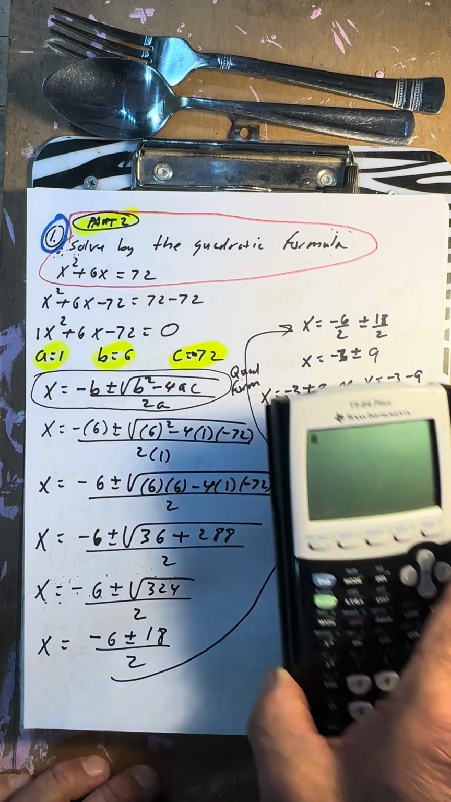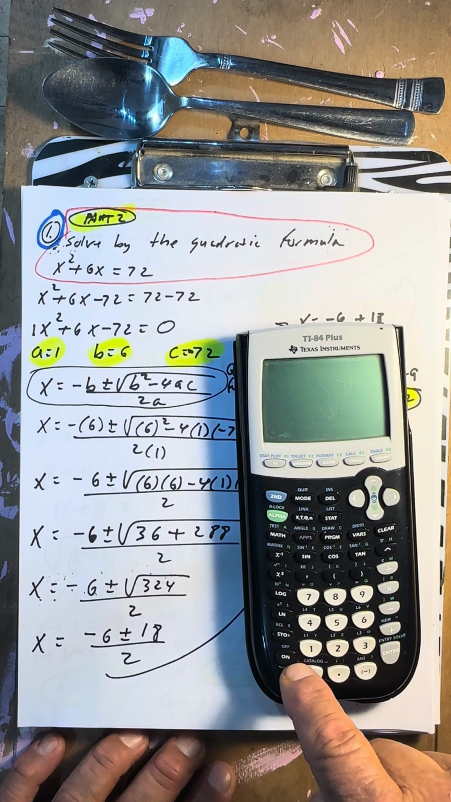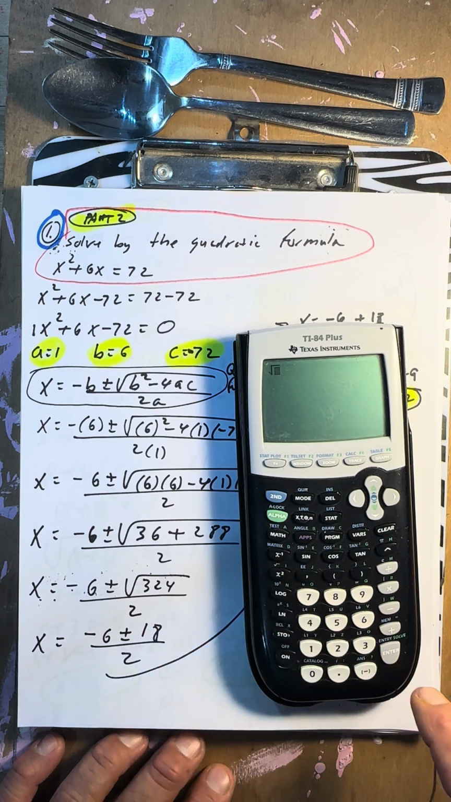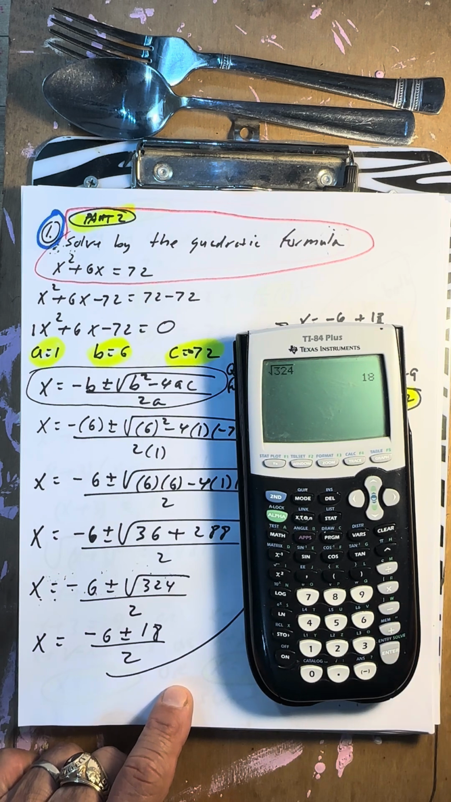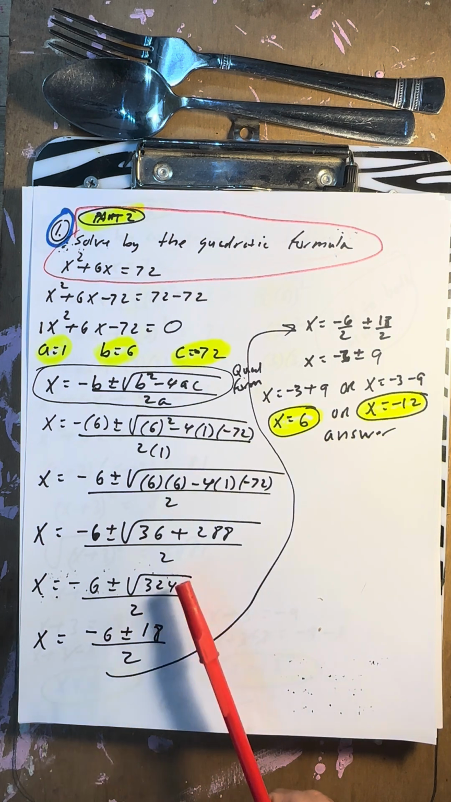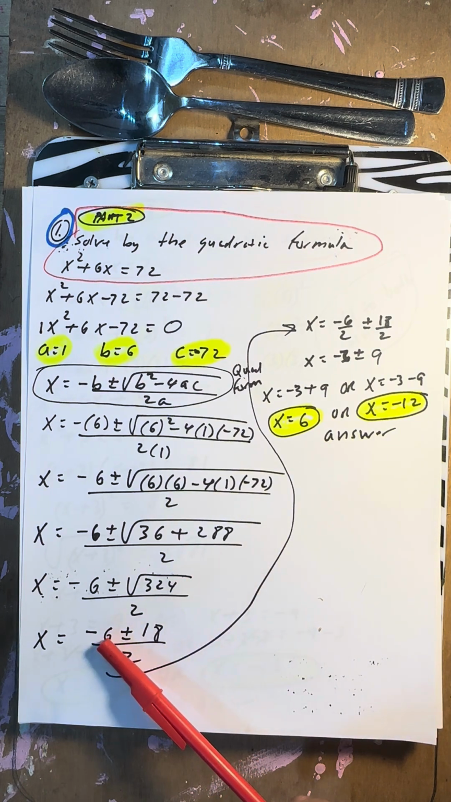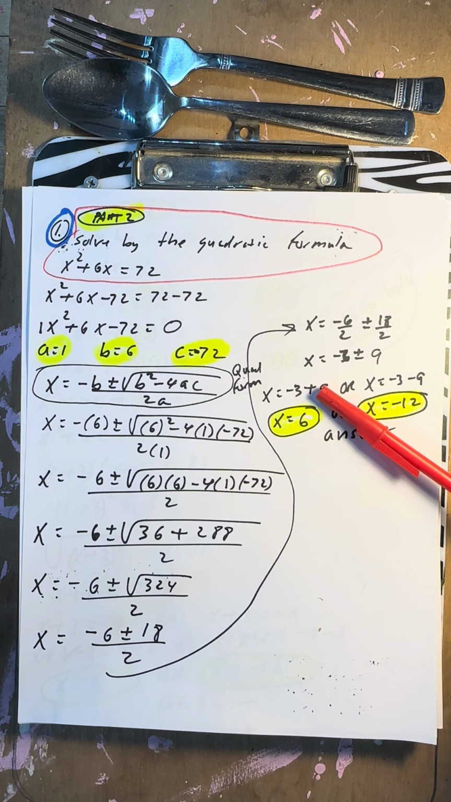And the square root of 324, you don't know that? I'll just show you. You can use a graphing calculator if you want to. Do second square root. Where is that? There it is. 324. Enter it. 18 is the answer. So we know that the square root of 324 is 18. So now we have negative 6 over 2 and 18 over 2. So this is going to be negative 3 plus or minus 9. So we have negative 3 plus 9, which is 6. Negative 3 minus 9, which is negative 12. So x equals 6, x equals negative 12. It's the second way to do this problem.